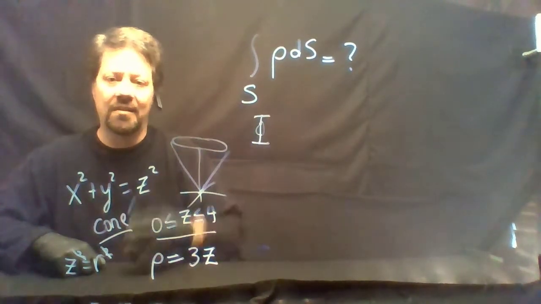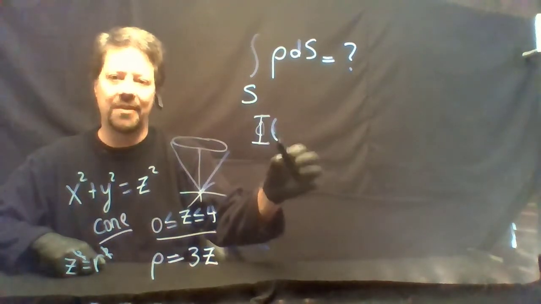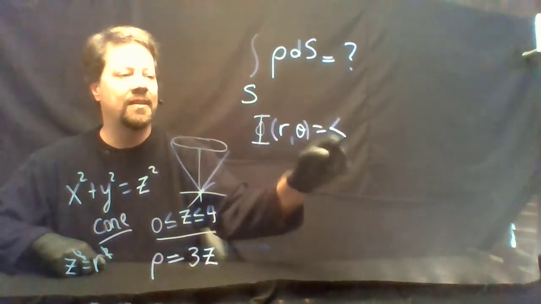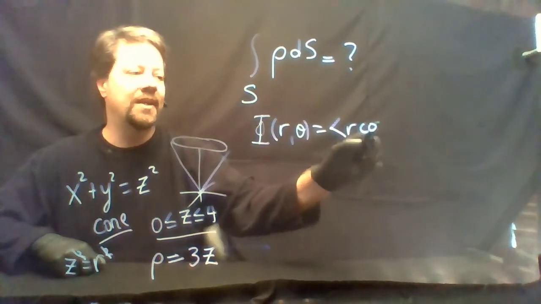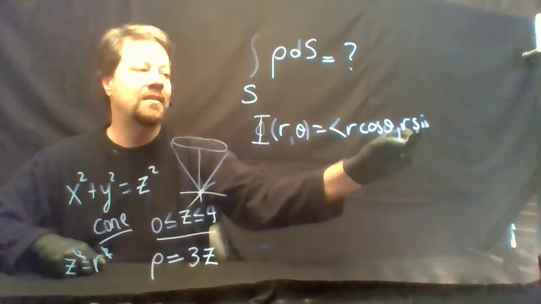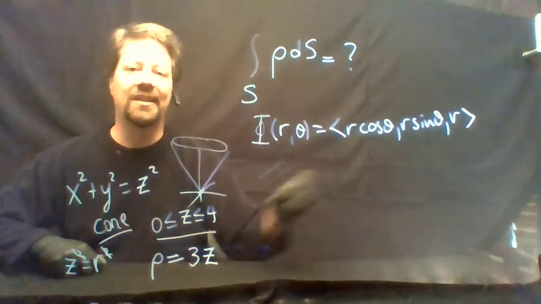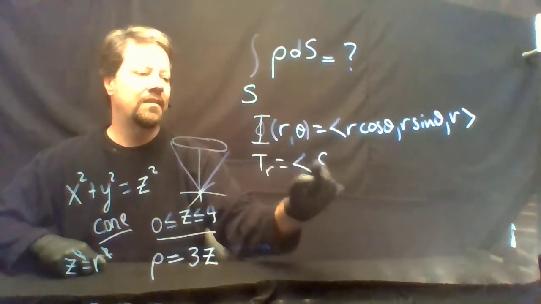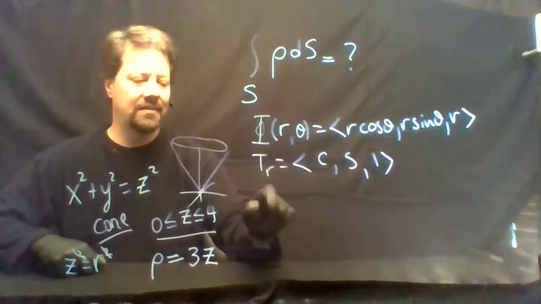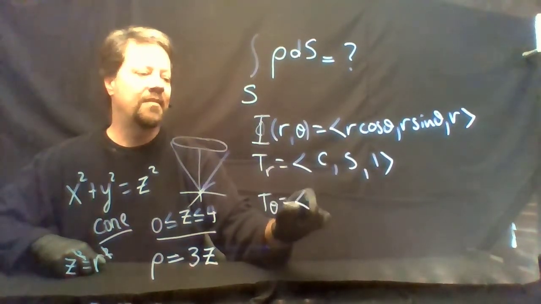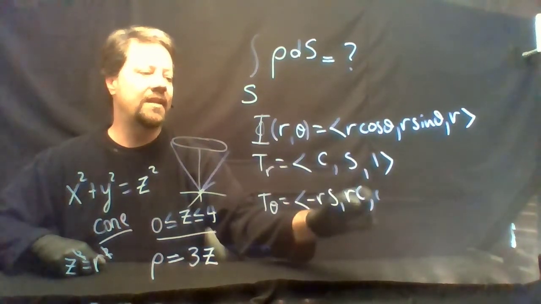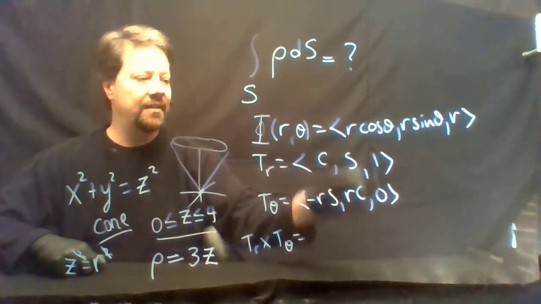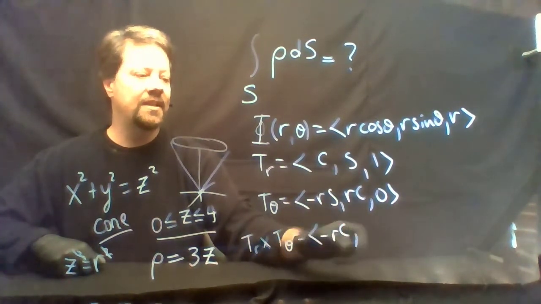Using our cylindrical coordinates for parameterization, z will not be one of our parameters; r and theta will. The parameterization will be r cosine theta, r sine theta, and then z is equal to r. Tr is going to be cosine, sine, 1. T theta will be minus r sine, r cosine, 0. Tr cross T theta will be minus r cosine.